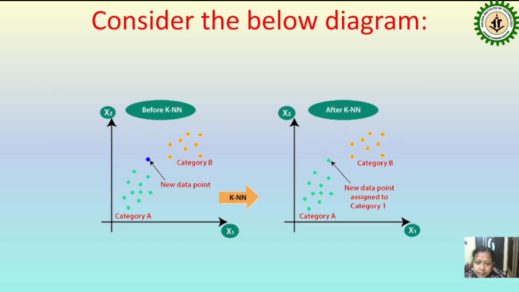Now consider the data points here. Here we have taken a two-dimensional data set. One feature is x1, another feature is x2, and green dots belong to a particular category A and yellow dots belong to another category B. Whenever a new data point, the blue dot, comes, the kNN algorithm finds out which category the blue dot belongs to.